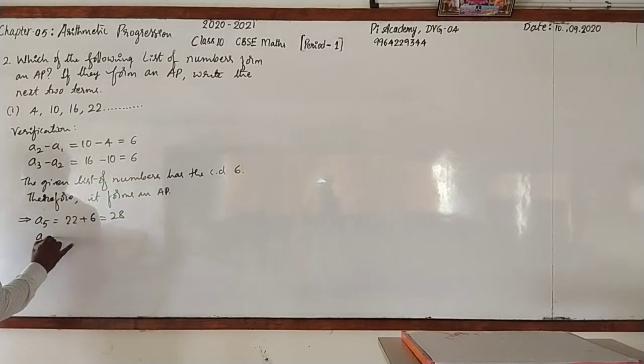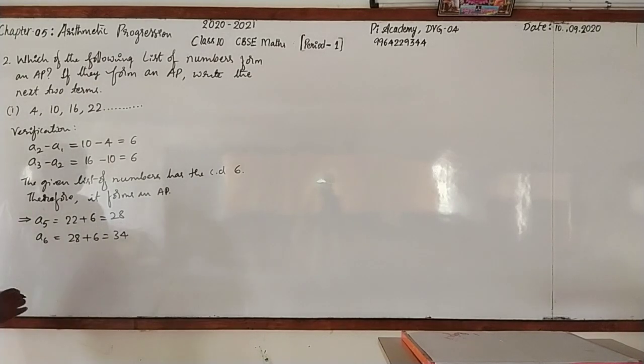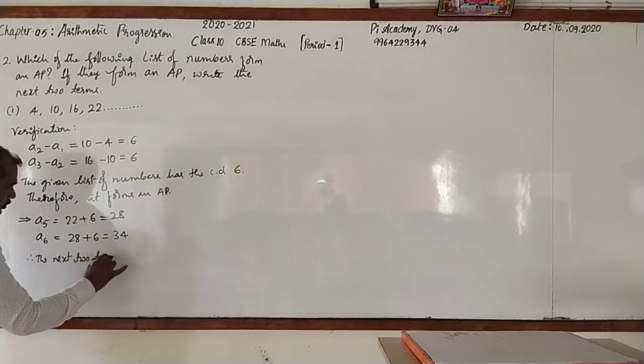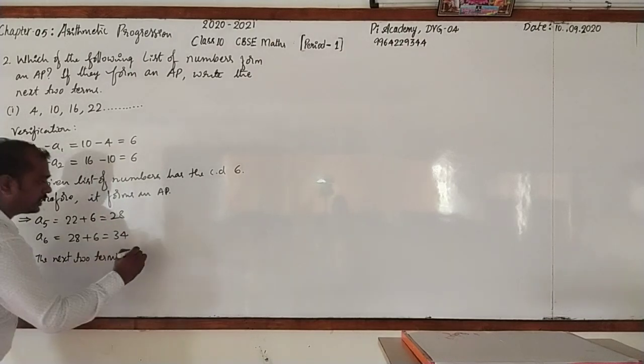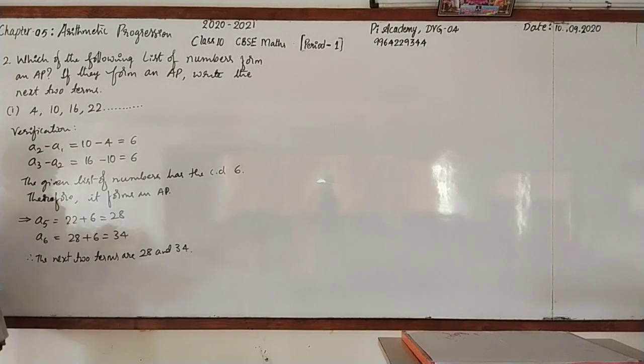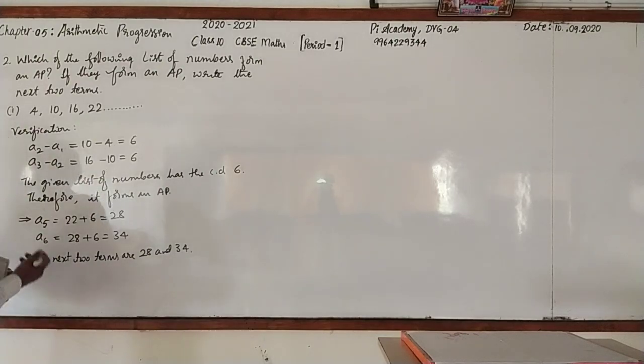28. Then A6 I want. 5th term 28, common difference 6. This will be 34. Therefore, the next 2 terms are, what are those? One is 28 and another one is 34. Hope that you have understood. Even you might have written with me also.